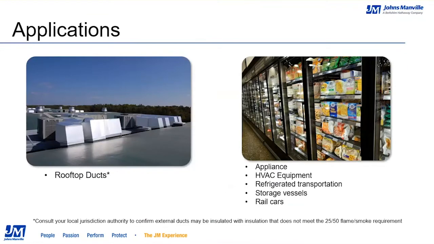Applications for Expect. Duct insulation products that get used inside the building envelope typically require a 25/50 rating as defined by ASTM E84. Expect foam does not meet that rating, so it's most often used on rooftop ducts or for other applications. Expect can, however, be used for the building envelope or for indoor coolers and freezers where a 25/450 fire hazard classification rating is accepted. There are also OEM applications that utilize Expect, including in appliances or HVAC equipment, refrigerated transportation, storage vessels, or in rail cars.